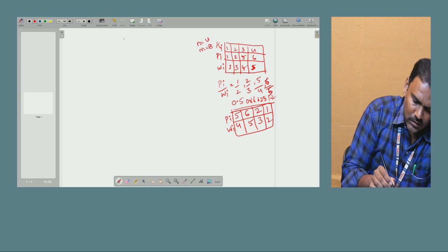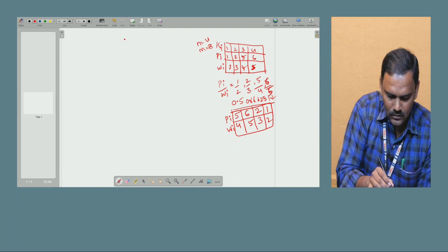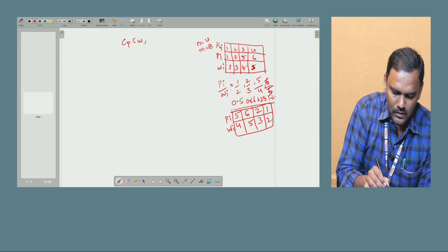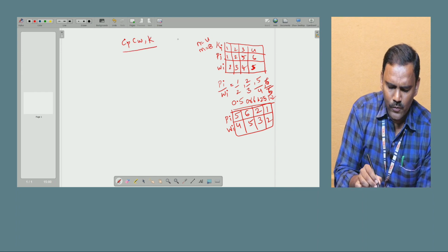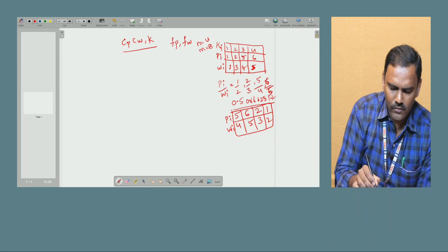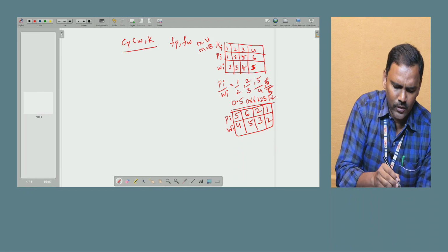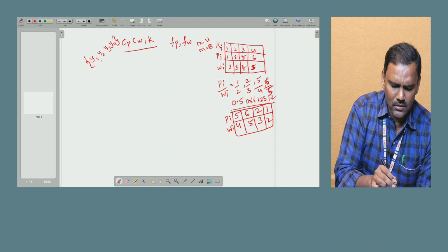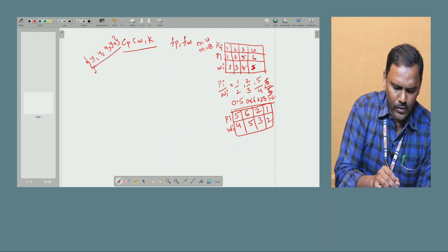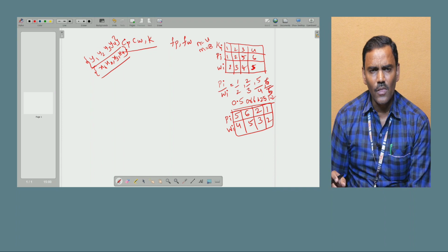I'm initially starting with C of P and C of W and the K value. This is the input for the algorithm, and then I'm going to be considering F of P and F of W, which is going to be the final profit. Once we have generated that, we are going to get the Y values, Y1, Y2, Y3 and Y4, which are nothing but the final objects. This is going to be copied into X1, X2, X3, the optimization objects that we are going to get when we generate the final solution.